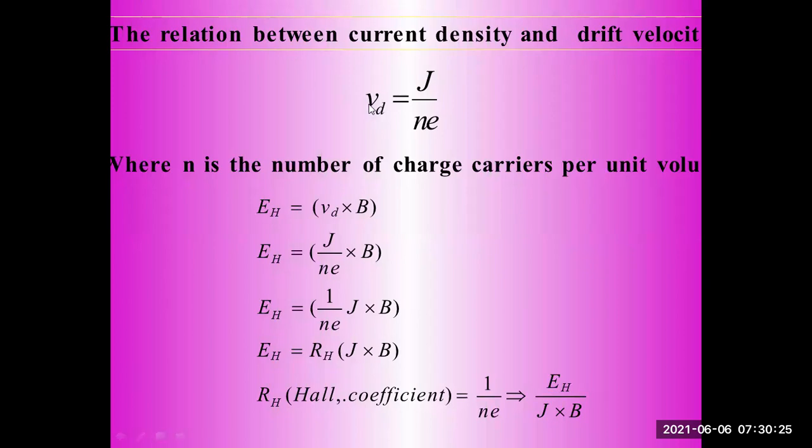So we'll just write that V_D is equal to J by NE, where N is the number of charge carriers per unit volume. What is N? The number of charge carriers per unit volume. And J is the current density.